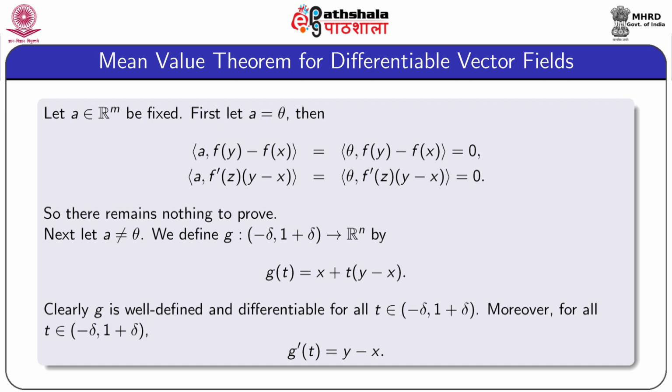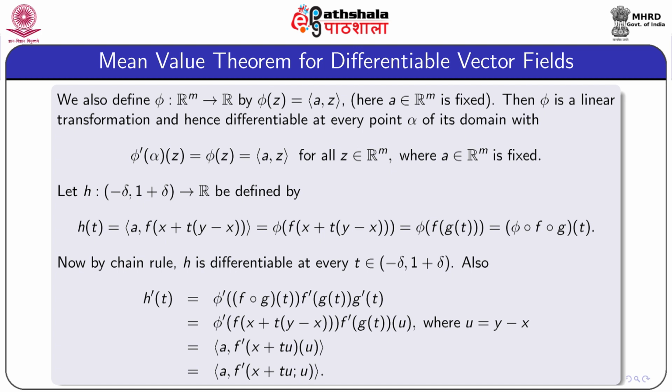We define a function g from the open interval minus delta to 1 plus delta to Rn by g(t) equal to x plus t times (y minus x). Clearly, g is well defined as x, y minus x are vectors in Rn and t is a real number. Moreover, g is differentiable for every t lying within minus delta to 1 plus delta. Also, the value of the derivative is given by g dash t equal to y minus x.